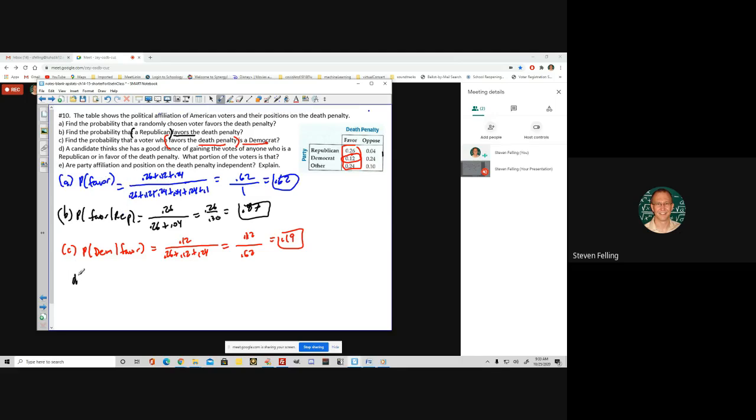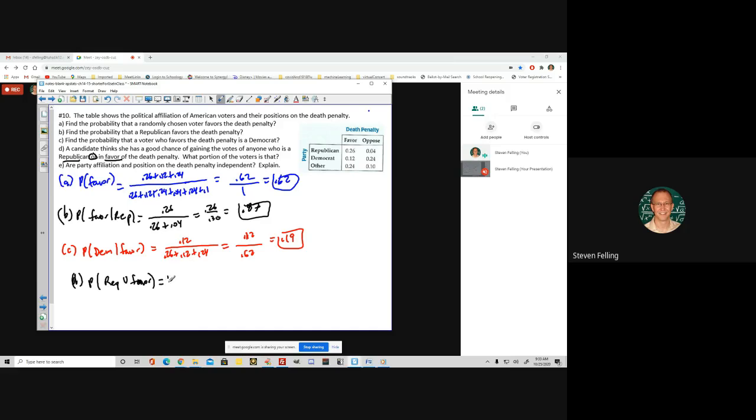D, a candidate thinks they have a good chance of gaining votes of anyone who is a Republican or in favor of the death penalty. What proportion of voters is that? So this is an or probability. You want the probability of being a Republican or favoring the death penalty, okay? I'm going to do this with the formula, but I'll also show this on that table.